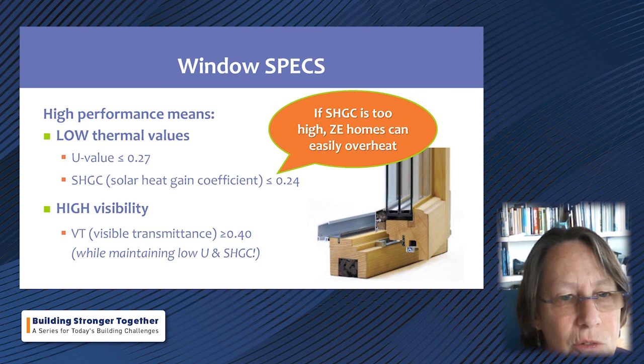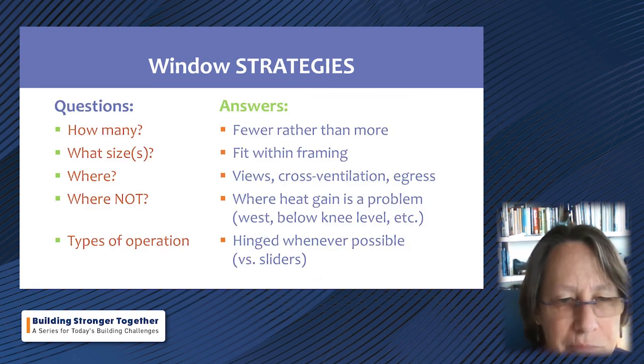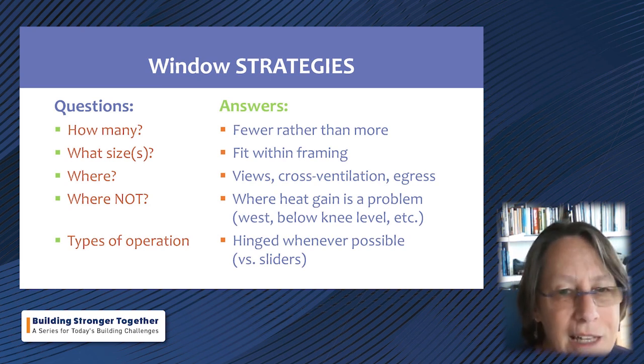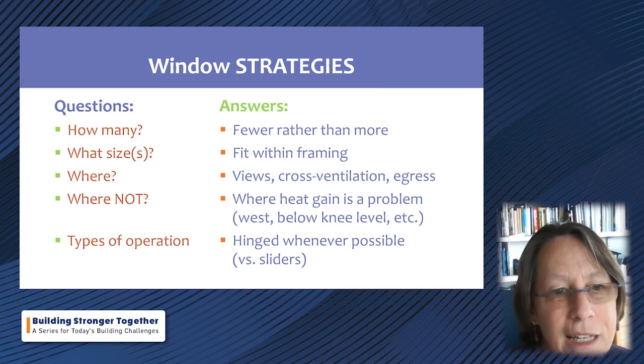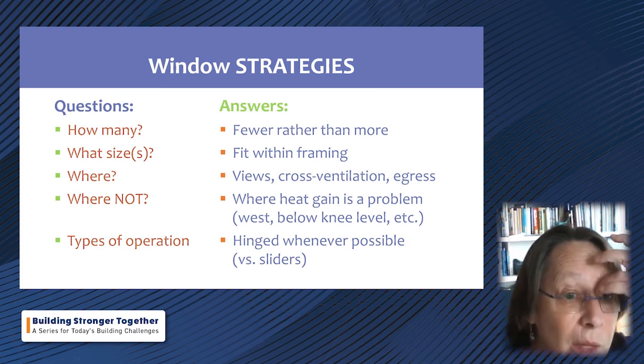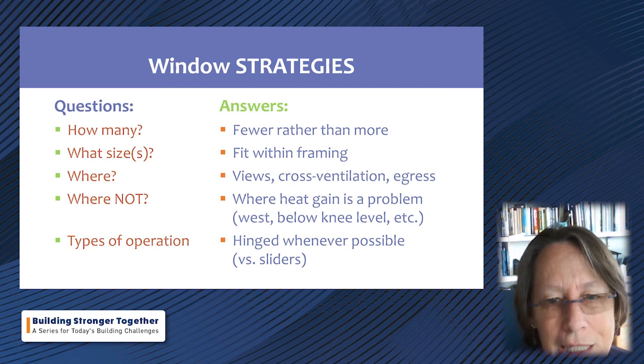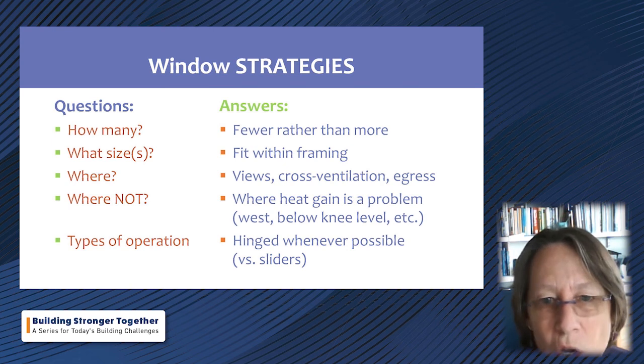Now moving on to the other issues, the strategies. So rules of thumb for me, how many? Not so many. What size? I like George's rule, try and fit them within the framing modules. I know, very unpopular with architects, but if it's part of the thinking from the outset, as opposed to an afterthought, it can be done. Where should they go? Well, where views are important, where cross ventilation is important, obviously egress. Where not? Where heat gain's a problem. And my favorite is your knees don't really enjoy the view, right?